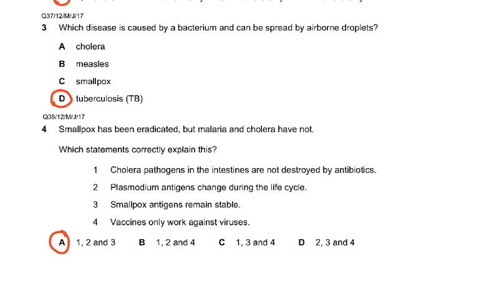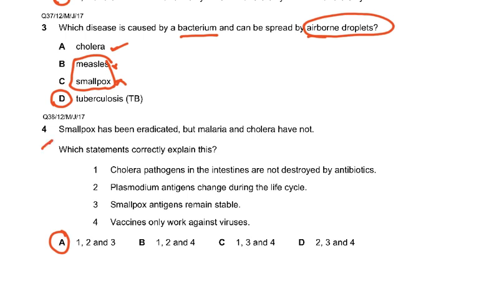Then coming to question number 3, which disease is caused by a bacterium and can be spread by airborne droplets? Now, cholera is caused by bacteria, but it is waterborne and foodborne. Measles is a virus. Measles, please remember, has been removed from the syllabus. So it's no longer in the 2022 syllabus. So this is wrong. And smallpox has also been removed. So both these have been removed. So if you're taking the exam in 2022, then you don't need to study measles and smallpox. So the only thing was bacteria, but students taking the November exam will need to know this.